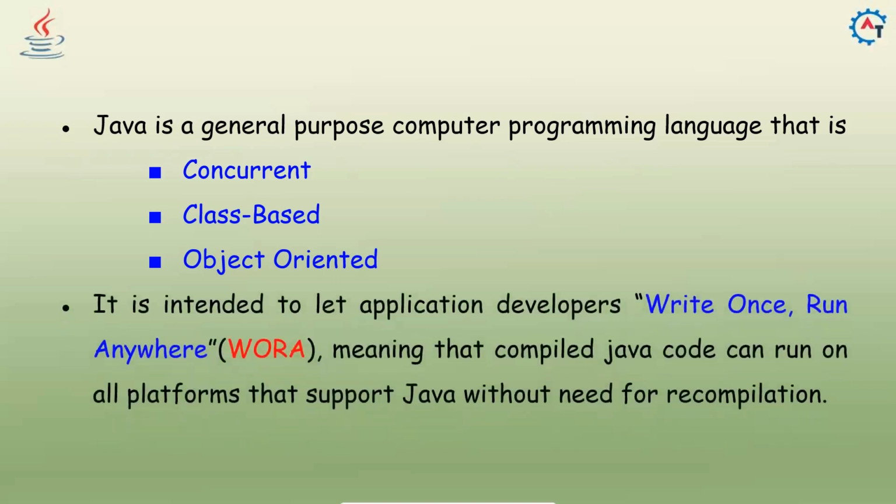It is intended to let application developers write once, run anywhere. In simple form, people call it WORA, write once, run anywhere. Meaning that compiled Java code can run on all platforms that support Java without need for recompilation. You have written some code and you compile that code. That compiled code can run on any platform, so there is no need to recompile that code to execute it. We will see that exactly.